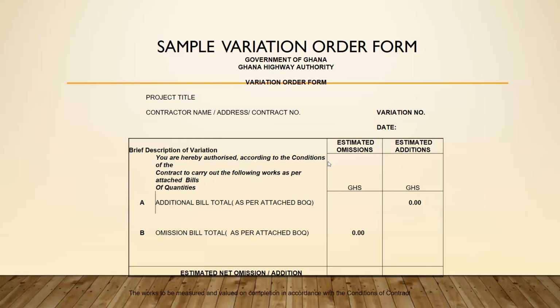So there are variations where you may have both, where we have some additions, and then we may also take out or exclude some of the items from the contract. So at the end of the day, there is what we call the estimated net. So it could be an omission or it could be an addition. And then it must also be properly signed by the engineer.